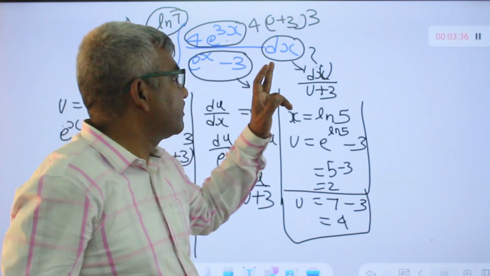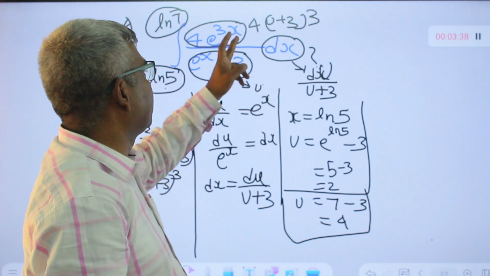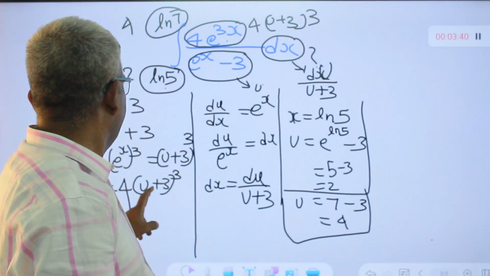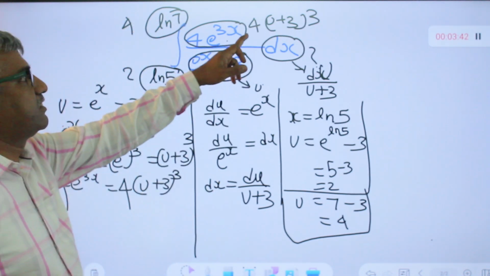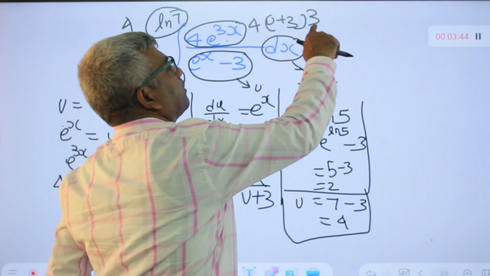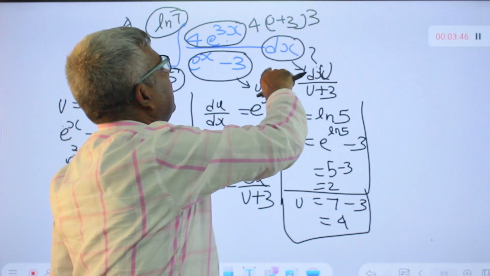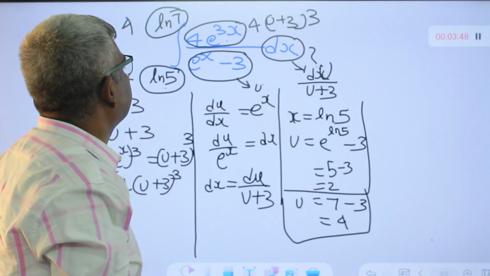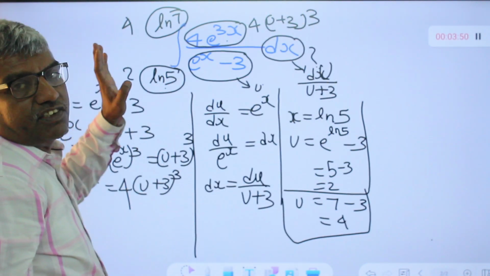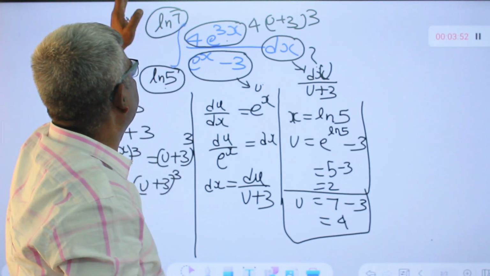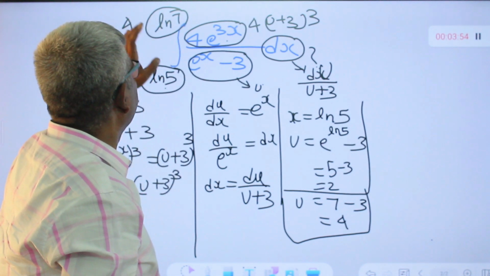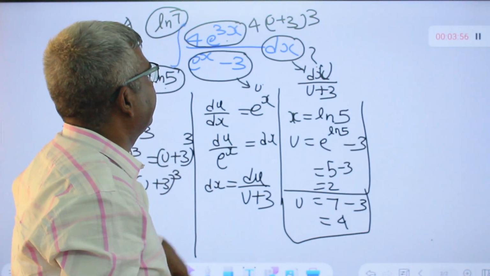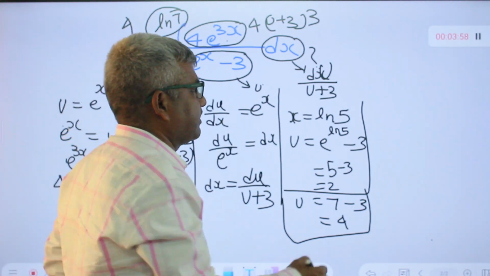E power x minus 3 is u. 4 e power 3x is 4 times u plus 3 whole cube. It is not power 3, it is power 3. Dx is du by u plus 3. Limits also we have to change. Ln 5 will become 2, ln 7 will become 4. Now, simple integrations.